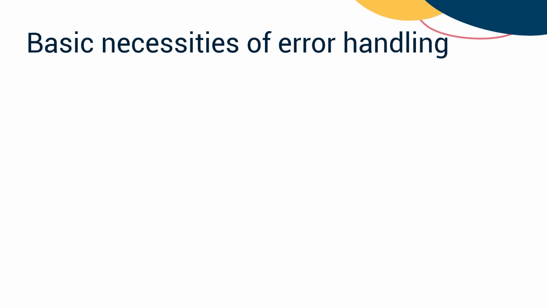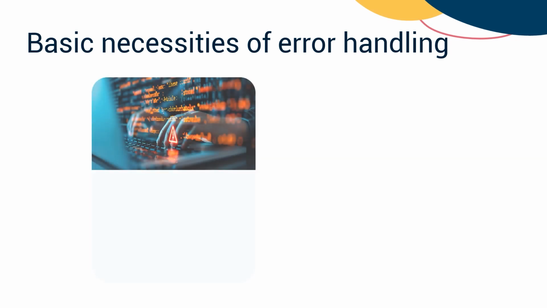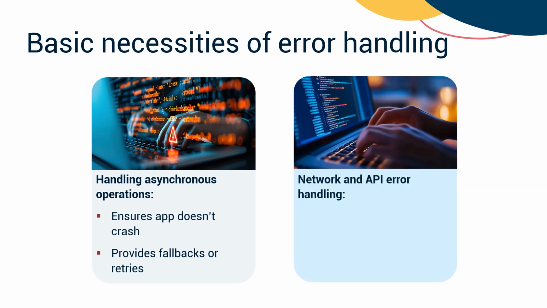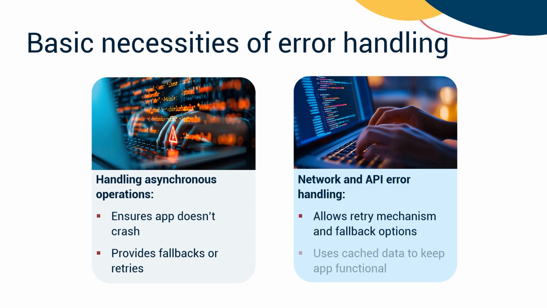Since many operations in React Native are asynchronous, handling errors in these operations ensures the app doesn't break and can provide fallbacks or retries. When network services are unavailable, error handling can allow retry mechanisms, fallback options, or the use of cached data to keep the app functional.